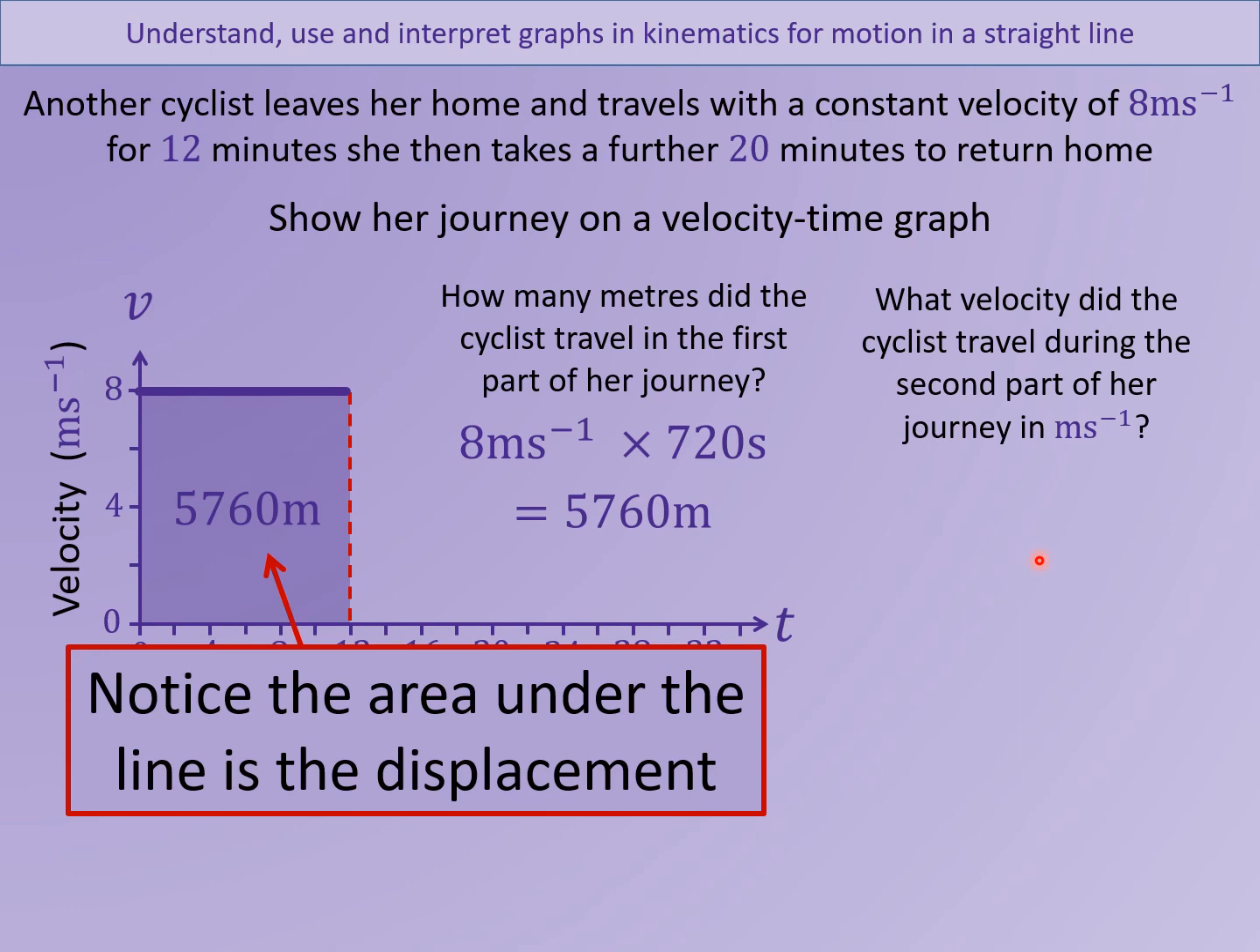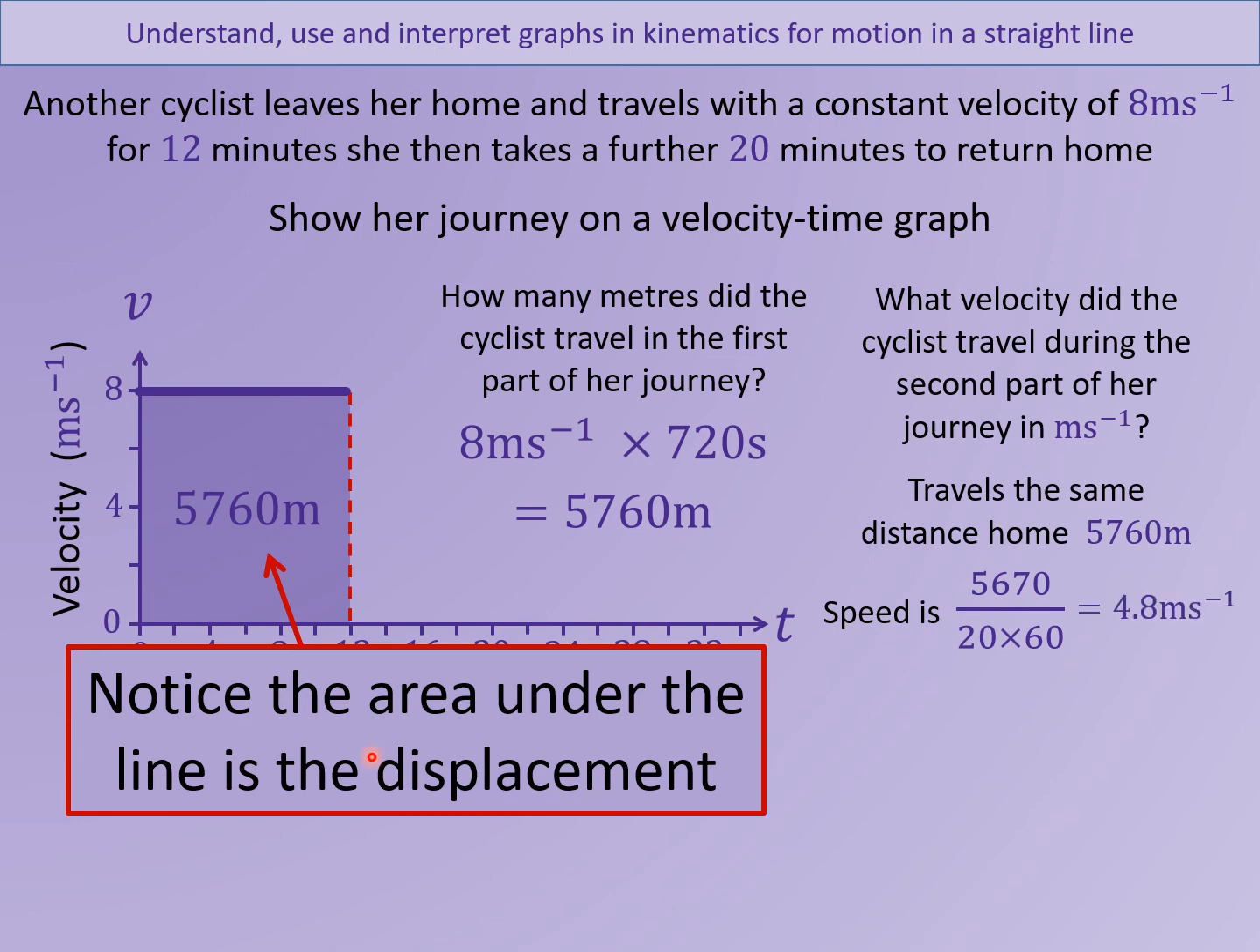So we now need to know what velocity the cyclist will need to travel home in order to return to the same point. So for this, they're going to travel the same distance, and this time we can calculate the speed by calculating the distance divided by the time, remembering to convert the time into seconds as we are working in meters per second. So 5,760 meters is already in meters. However, 20 minutes will be 20 times 60 to give us the number of seconds travelled. This gives us a speed of 4.8 meters per second.